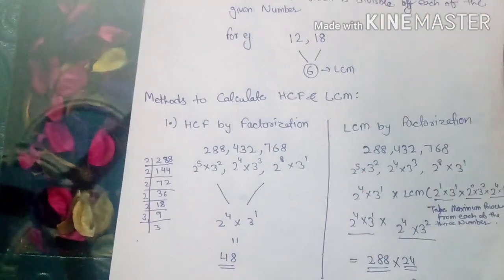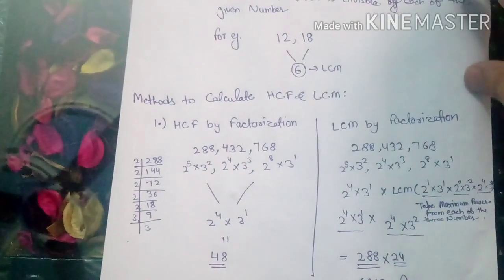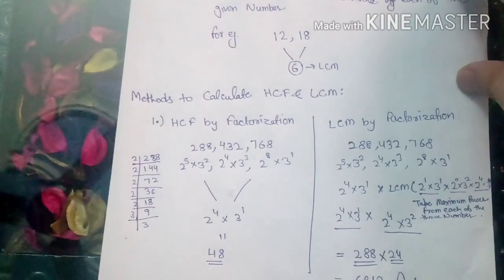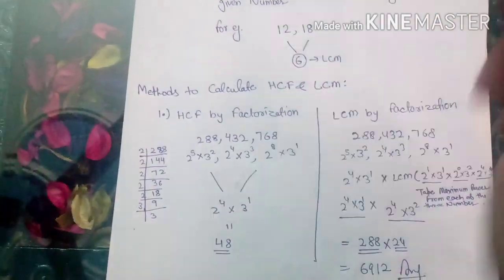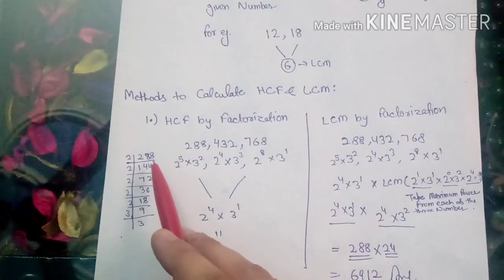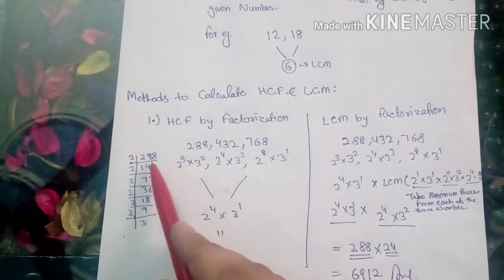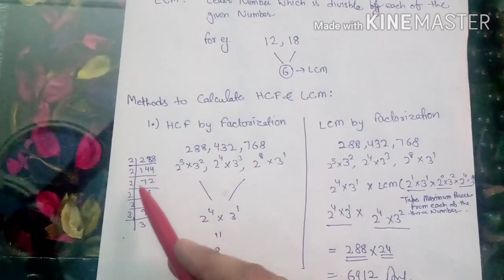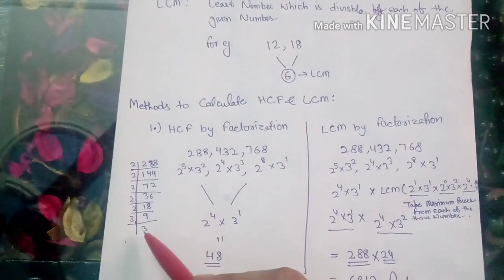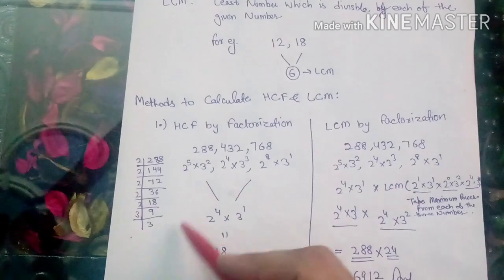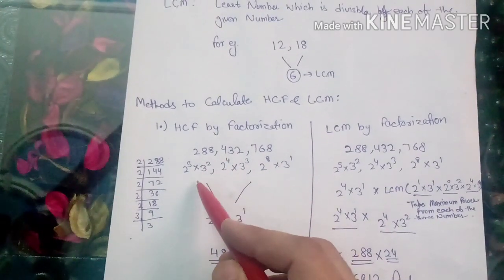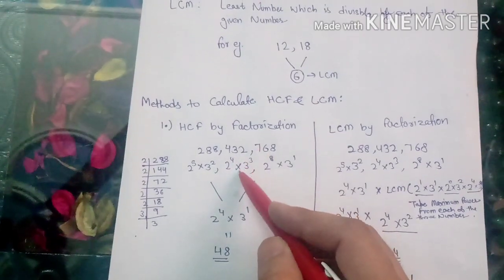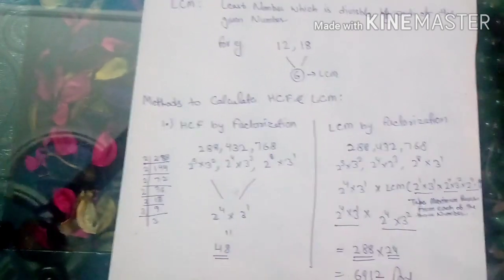For example, we have three numbers: 288, 432 and 768. First of all we will prime factorize the given numbers. For example, I have done this for 288. You have to divide this by the prime numbers, which is known as prime factorization. So 2, 2, 2, 2. By doing this you prime factorize the given numbers. So 288 is 2 to the power 5 into 3 to the power 2. 432 can be written as this. 768 can be written as this.